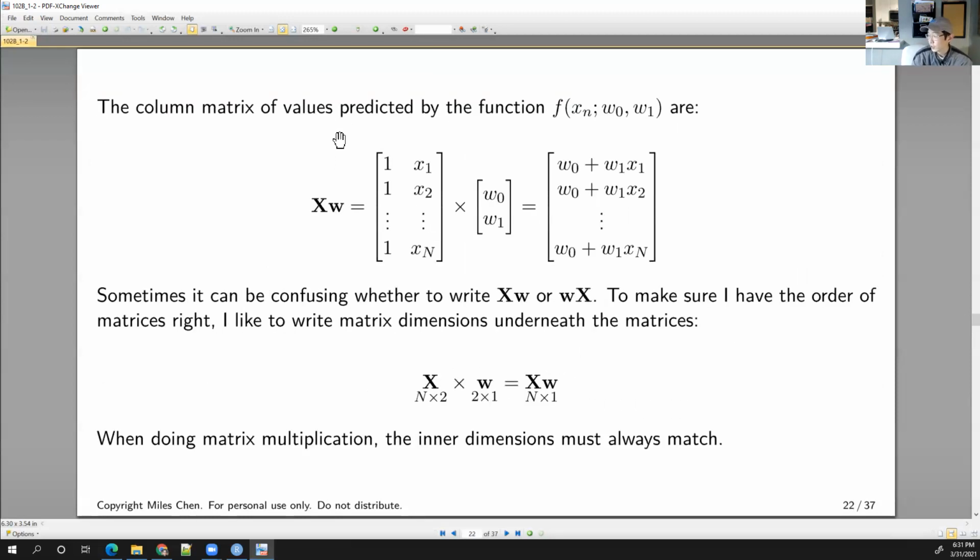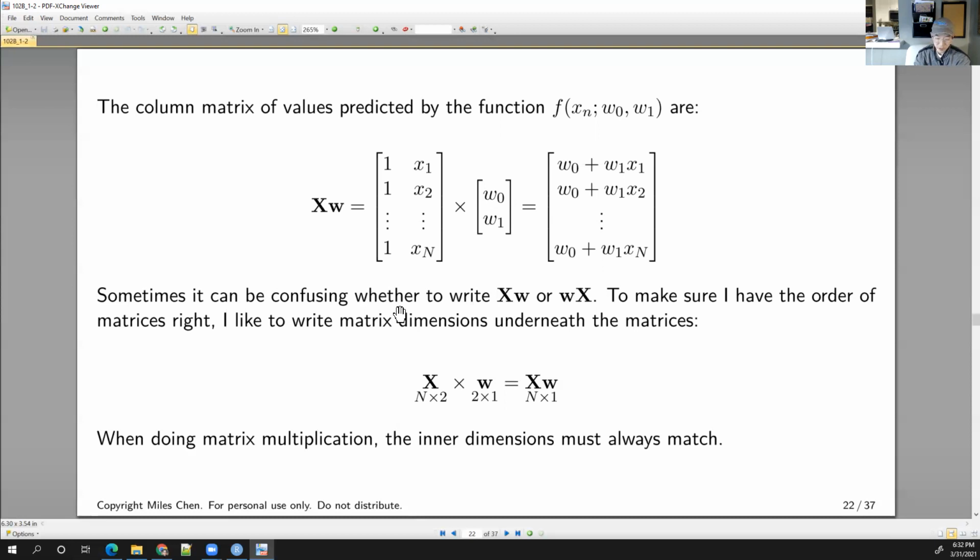Okay, so the column of values predicted by the function can be expressed as xw. So big X, okay, big X is again our n by 2 matrix, and we're going to multiply that by w, which is a 2 by 1 matrix. So when I do n by 2 by 2 by 1, I'm going to get an n by 1 matrix, right? And this is going to be all of the predicted values. It's going to be w0 plus w1 times x1 for the next observation, w0 plus w1 times x2, and so on and so forth, w0 plus w1 times xn, okay?